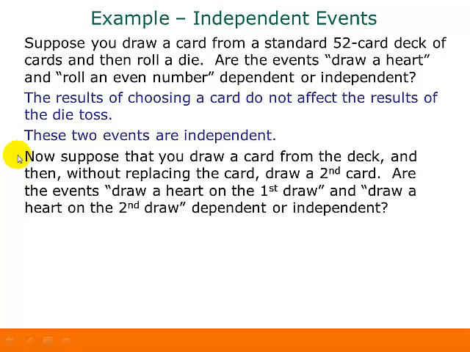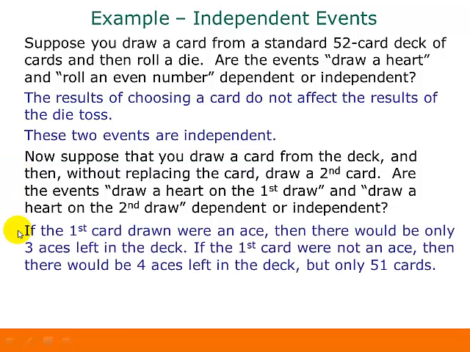Now, suppose that you draw a card from the deck and then, without replacing the card, you draw a second card. Are the events draw a heart on the first draw and draw a heart on the second draw dependent or independent? If the first card drawn were an ace, then there would only be 3 aces left in the deck. If the first card were not an ace, then there would be 4 aces left in the deck, but only 51 cards.